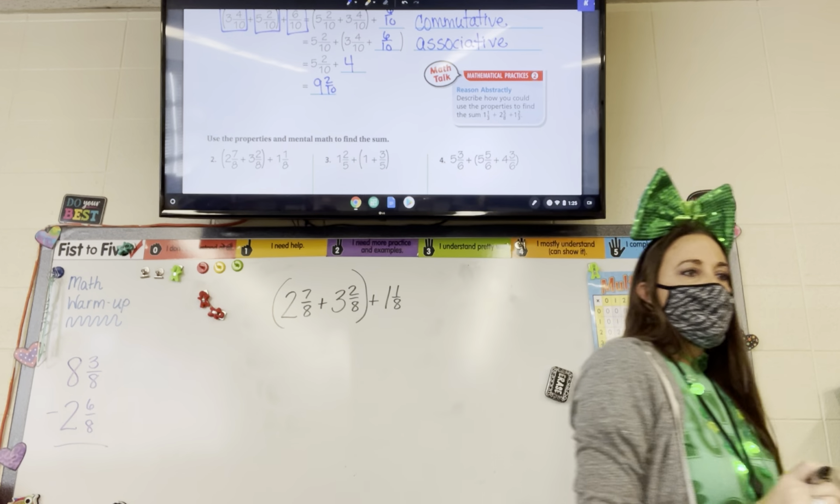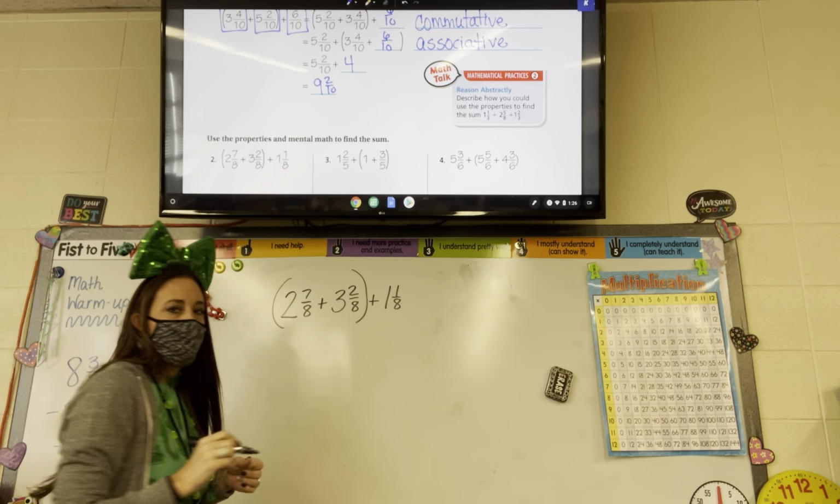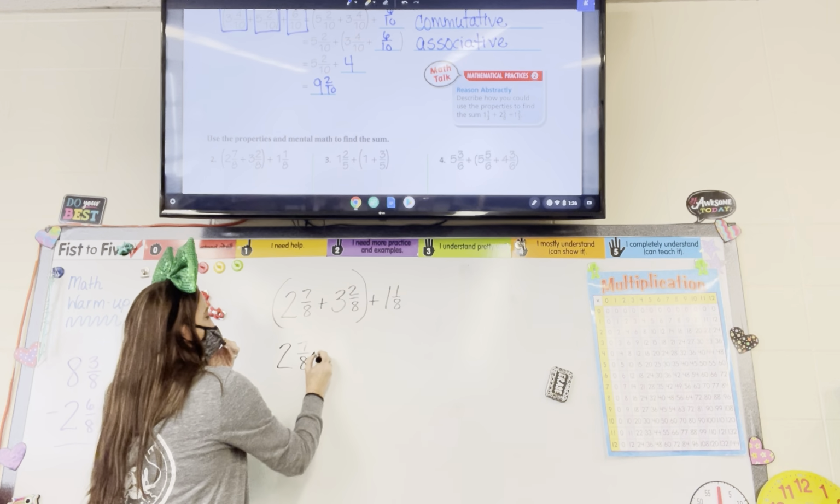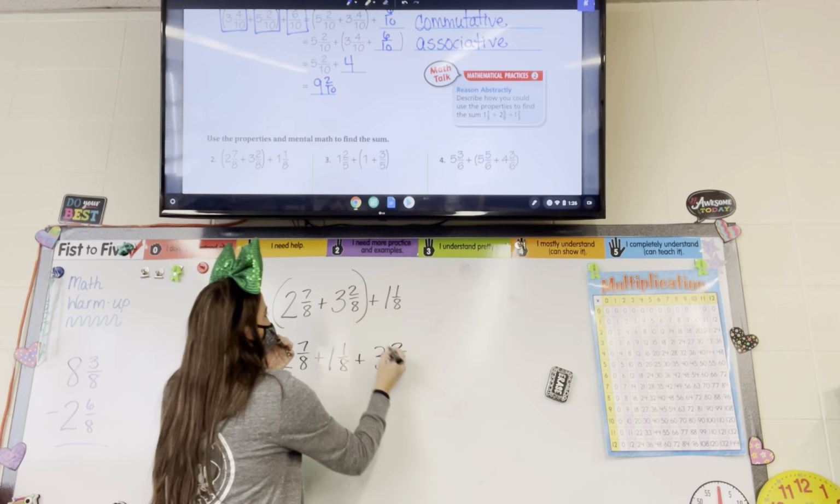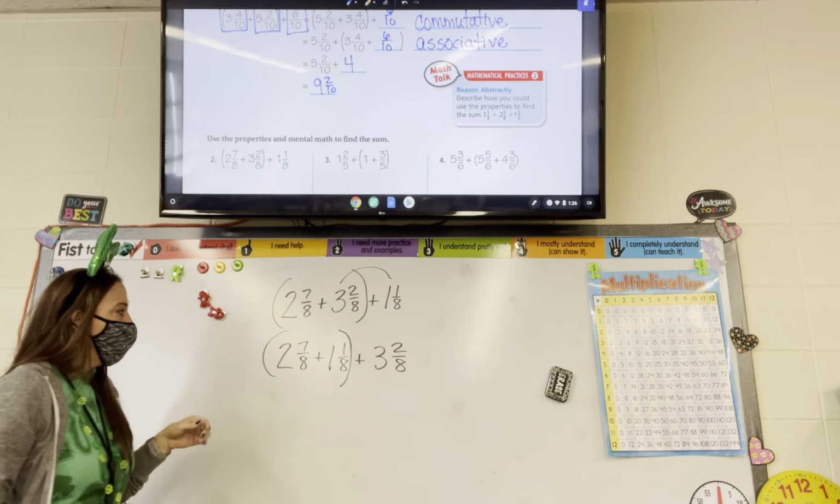Which 2 add-ins do you think that we should put together first, Shelby? The 2 7/8 and the 1 1/8. How come? Because 7 + 1 = 8 and that's 1 whole. Bingo, you got it. Good. Okay. 2 7/8 plus 1 1/8 plus 3 2/8. So we switch the places of these 2 guys. And now we're going to add these 2 together.